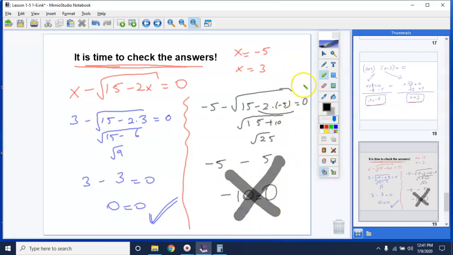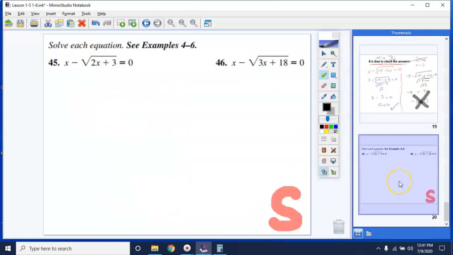So I'm going to say that I have only one answer, which is 3. x equals 3, my final answer. Negative 5 doesn't work out. So that's my last slide. That's your turn examples. Make sure you solve those questions, everyone.